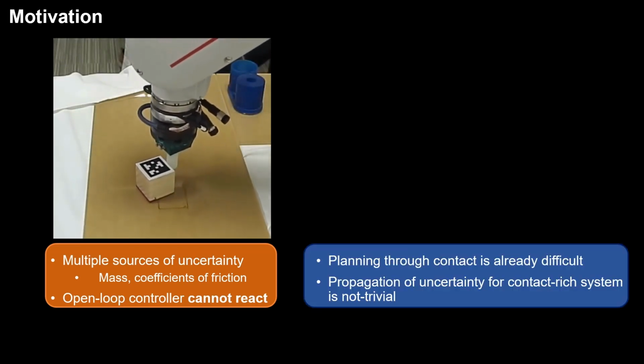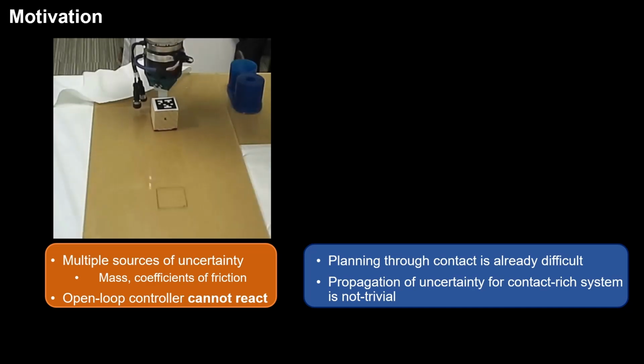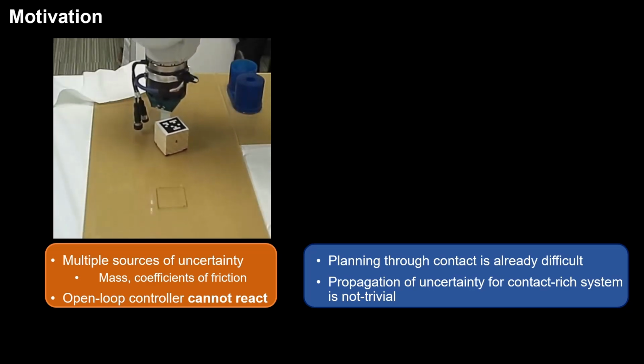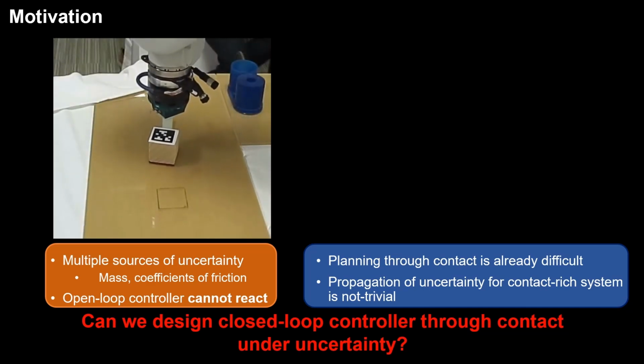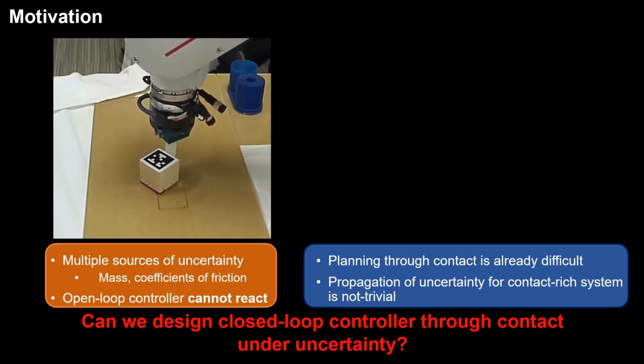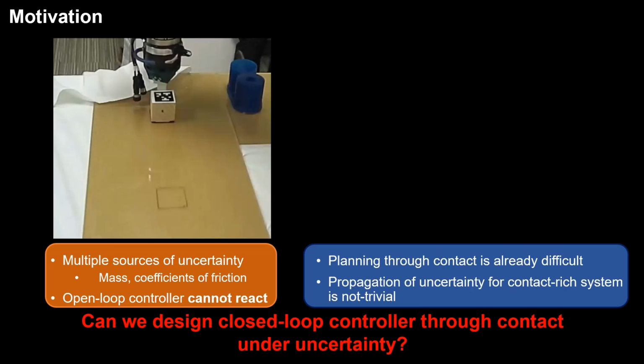However, planning through contact is already challenging. Also, propagation of uncertainty for contact-rich systems can lead to different contact modes with non-Gaussian uncertainty, which makes the design of a closed-loop controller extremely challenging.